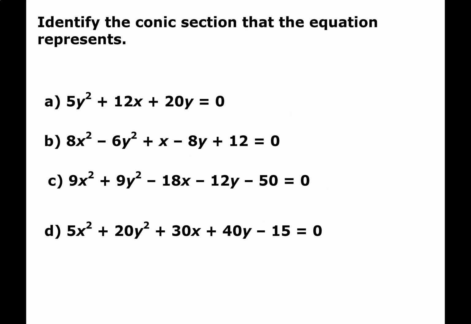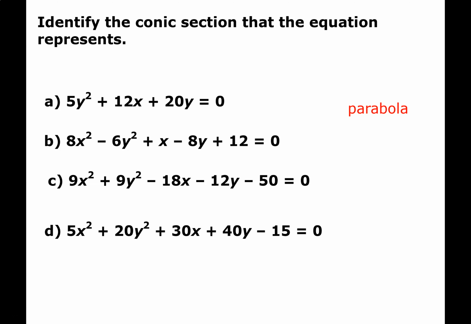All right, let's go ahead and identify the conic section that the equation represents. So make sure you copy A, B, C, D down and determine whether it's going to be hyperbola, parabola, circle, ellipse, okay? So you want to look at your notes again and see what's what. Okay, so if I look at letter A quickly, I see only the y is squared. So if I look back at my notes, I should be saying that this is going to be a parabola. If I look at letter B, both the x and the y are squared.